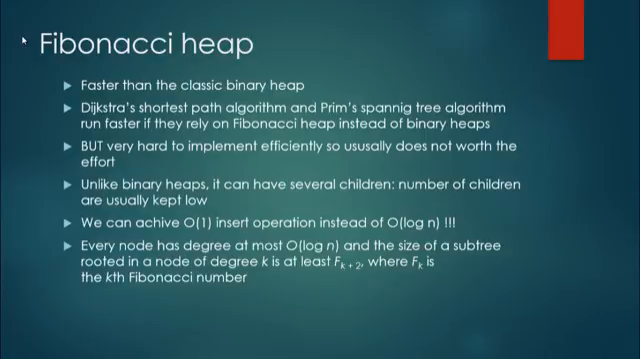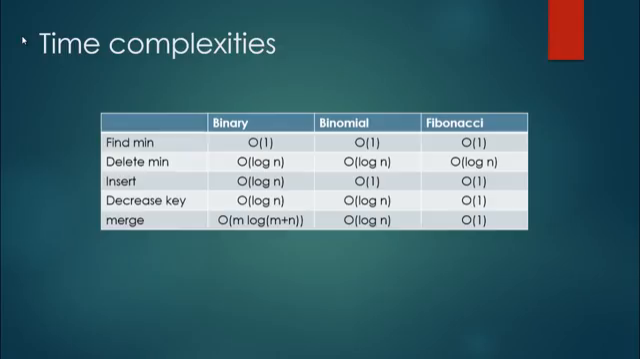Every node has degree at most O(log n), and the size of a subtree rooted in a node of degree k is at least F(k+2), where F(k) denotes the kth Fibonacci number. So that's why it's called the Fibonacci heap. It's very, very hard to implement it efficiently, and that's why we usually do not bother about it. But it's good to know about that. Fibonacci heap is very efficient.